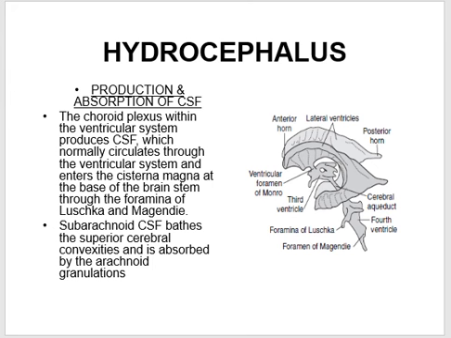The production and absorption of CSF: the choroid plexus within the ventricular system produces cerebrospinal fluid, which normally circulates through the ventricular system and enters the cisterna magna at the base of the brain stem through the foramina of Luschka and Magendie. Subarachnoid CSF bathes the superior cerebral convexities and is absorbed by the arachnoid granulations.